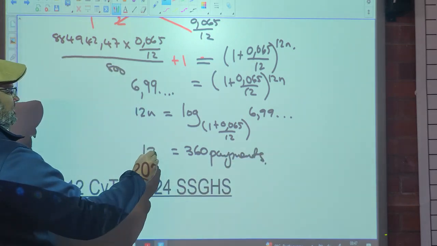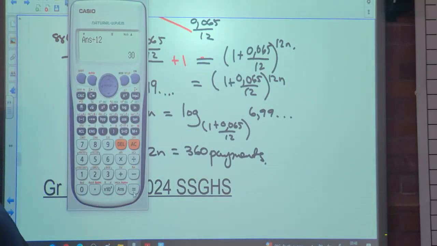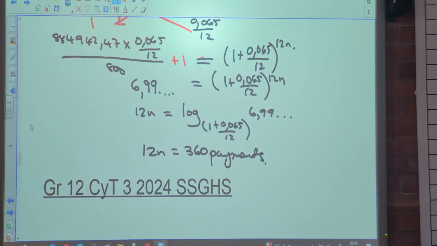We're going to divide it by 12, which is going to give you the number of years. So it took 30 years of 800 Rand a month to save 884,942 rand and 47 cents. Okay, a decent amount.